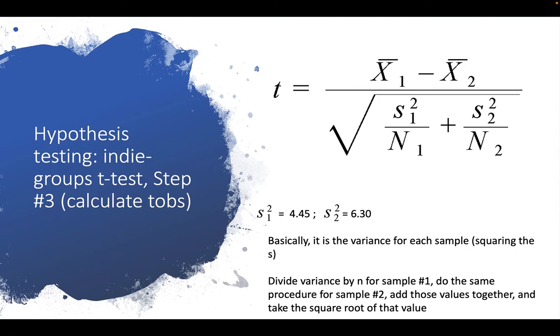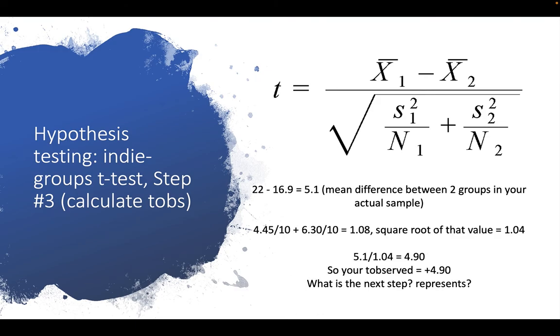Then you're going to divide your variance for sample 1 by n, the total number of participants. You do the same thing for your second standard deviation squared and your second n. And then you add those values together, and most importantly, you have to remember to take the square root of that value. So let's look at that.